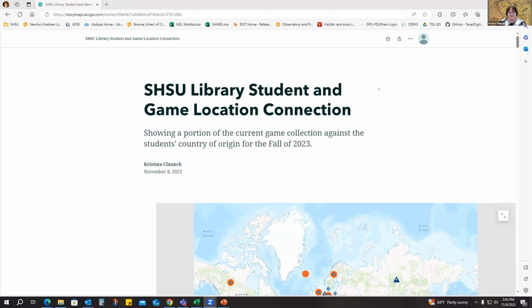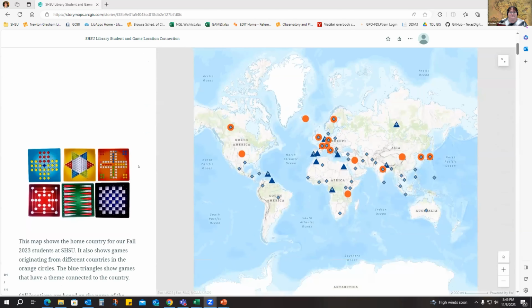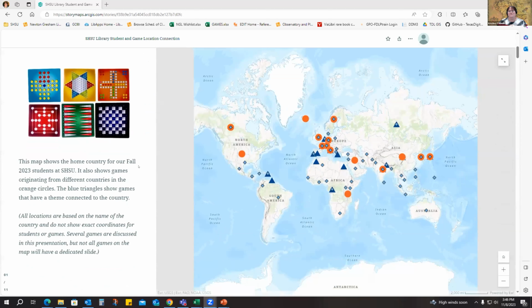So I wanted to do a map that is going to show a little bit of our game collection, not all 260 something, but just a few of the games that span across the globe and the different countries that they are either originating from. And we'll see that here, where they either originate from or where they have a theme connected to the country.